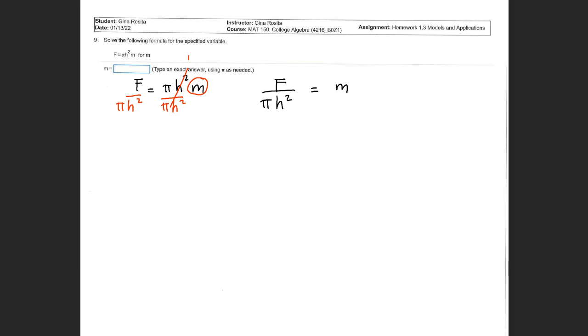Okay, it's not hard yet. You have to know what the question is looking for: it is looking for m. So circle the m, and you can see what we have to divide. In front of m is pi h squared. So you divide by pi h squared on both sides. Okay, so now go to number 10.